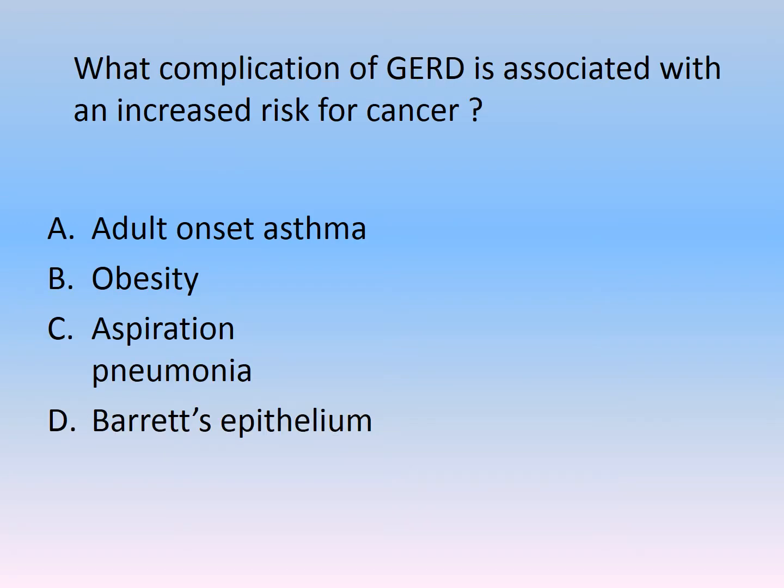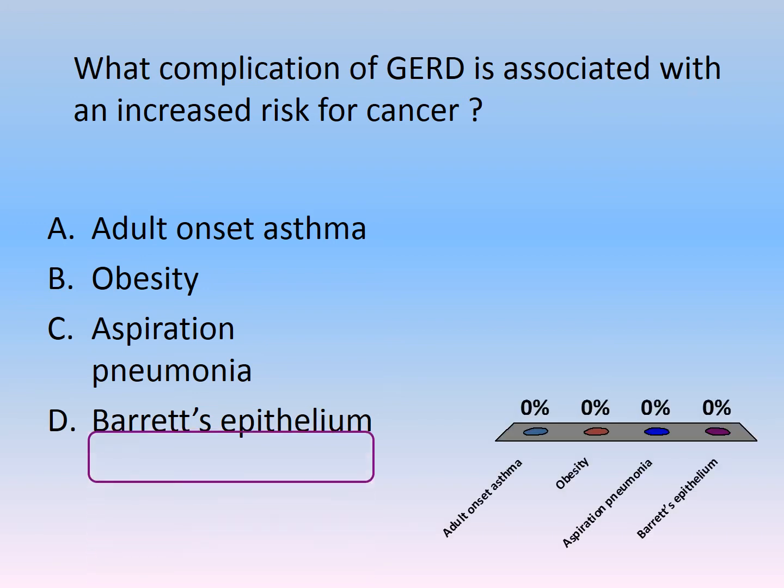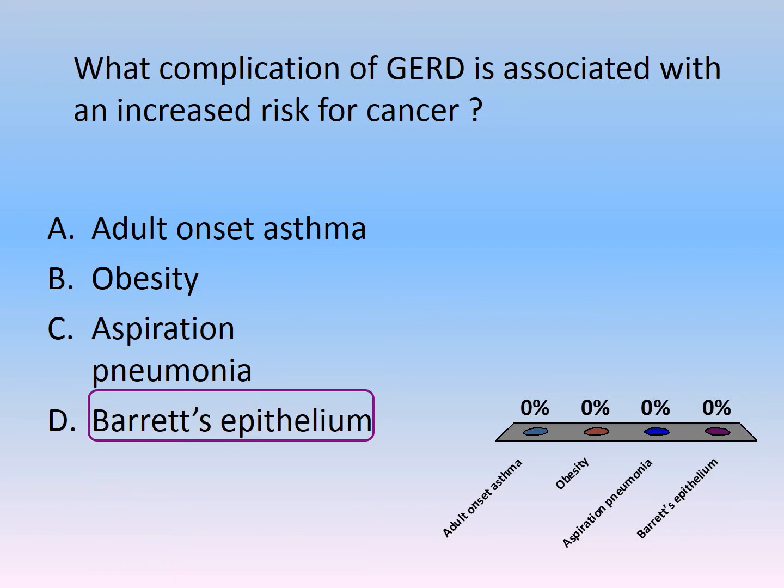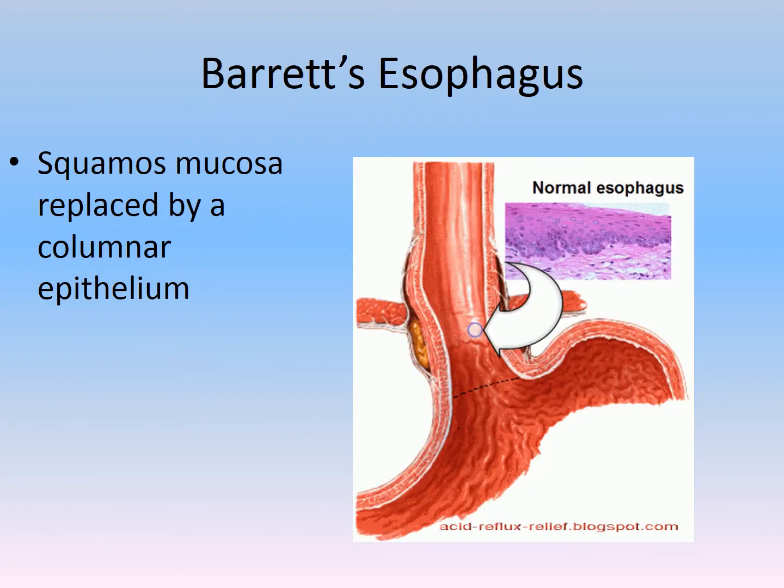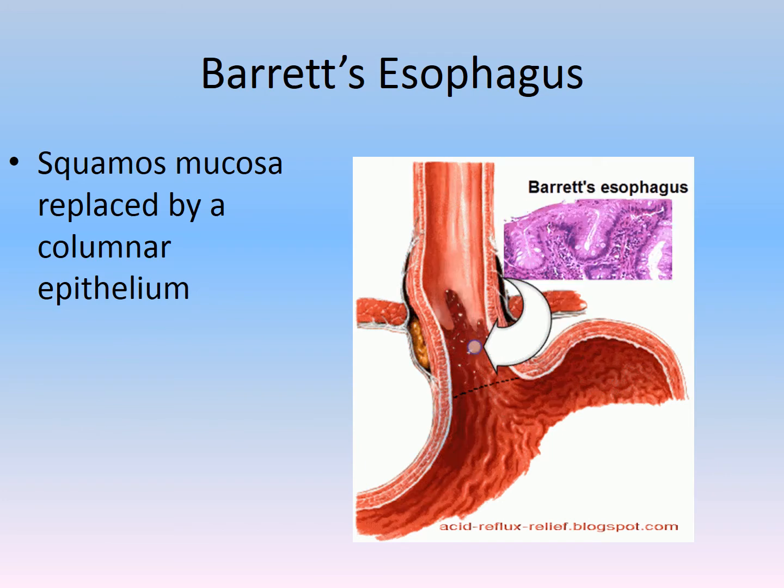What complication of GERD is associated with an increased risk for cancer? Adult onset asthma, obesity, aspiration pneumonia, or Barrett's epithelium. Take a minute, and hopefully you all picked Barrett's epithelium. This is also called Barrett's esophagus.